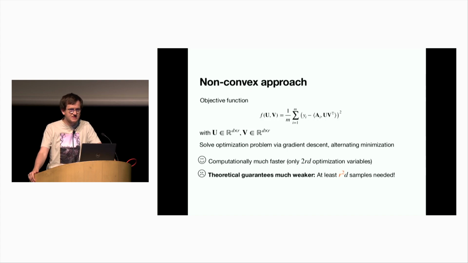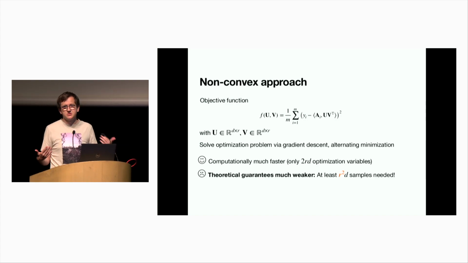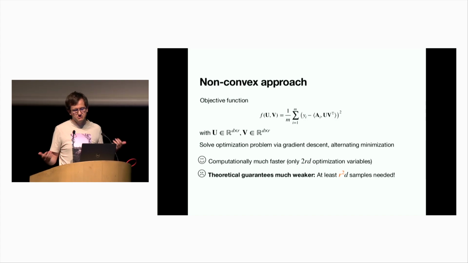And there are non-convex approaches in the literature, where we write a non-convex objective based on matrix factorization, where we have U and V, which are D times R matrices, so we have fewer optimization variables, and it is computationally cheaper. This is the advantage. However, the disadvantage of these approaches is that the theoretical guarantees known for them are much weaker.